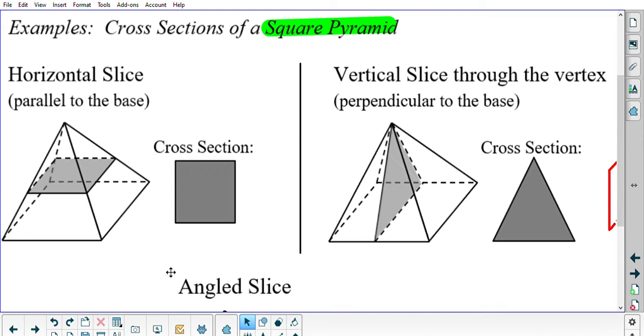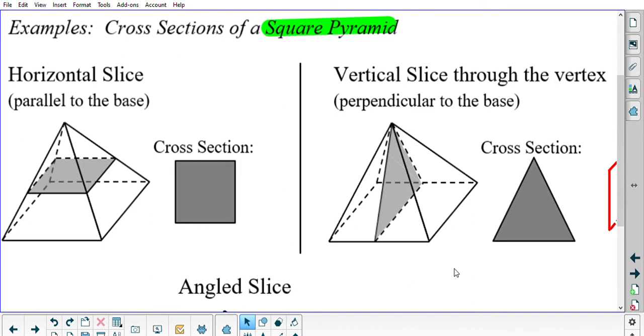Now, if I do a vertical slice through the vertex at the very top of the pyramid, and it's therefore perpendicular to the base, then the cross-section will kind of be the side view of the square pyramid, which would be a triangle. And so that's something you have to realize. Vertical slices that are perpendicular to the base have nothing to do with the base. The base was a square, but yet the vertical slice here through the vertex was a triangle.